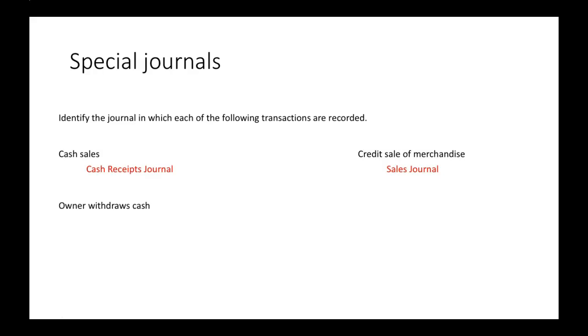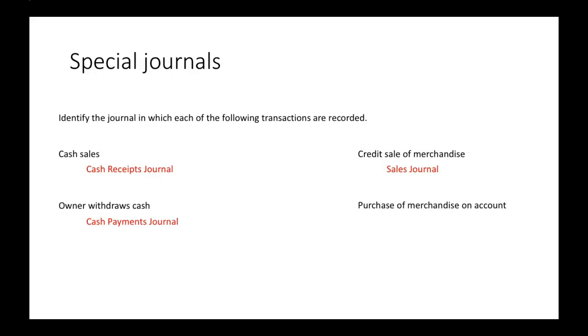Now our next one, owner withdraws cash. Once again, we can ask ourselves, is cash involved? Yes. So once again, we narrow it down to either the cash receipts journal or the cash payments journal. Here, we're looking at this from the perspective of the company. The company is losing cash in this transaction, so it's going to go into the cash payments journal.